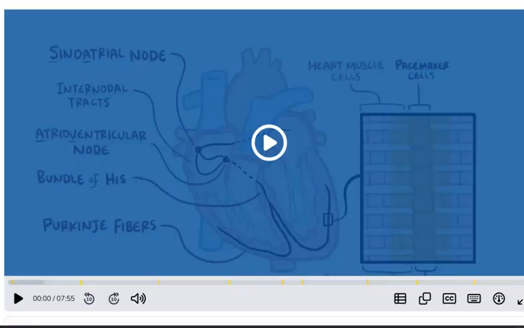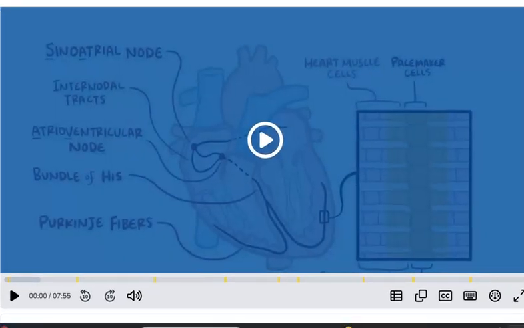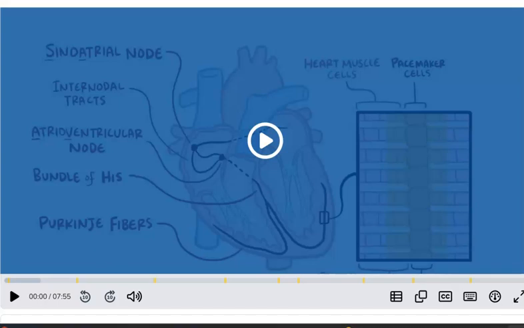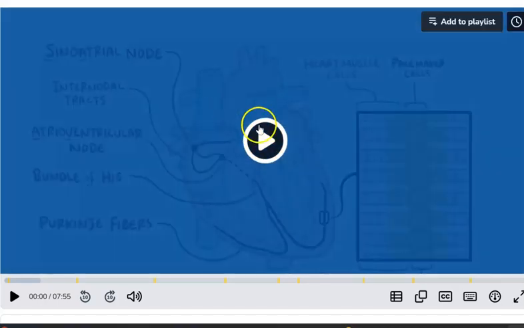So now we're going to talk about specifically the pacemaker cells, right? So we're not talking anymore about the regular 99% of the cardiac myocytes. We're talking now about those 1% of pacemaker cells that should live in the SA and the AV node.